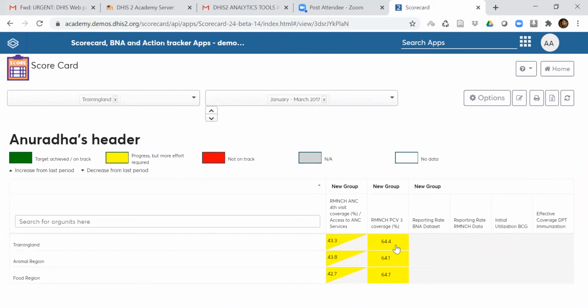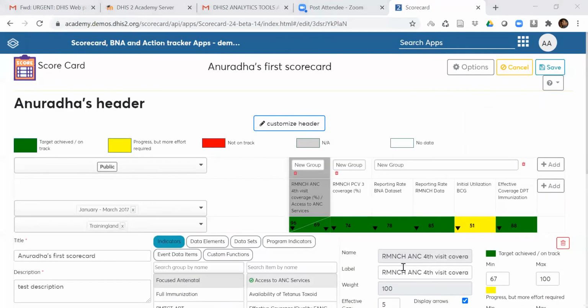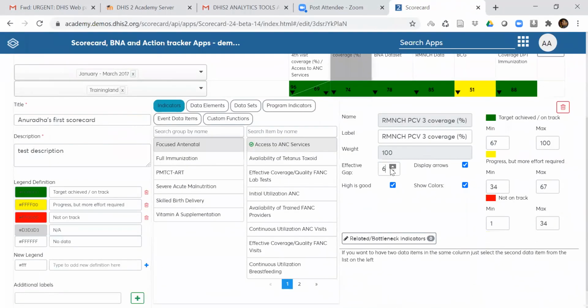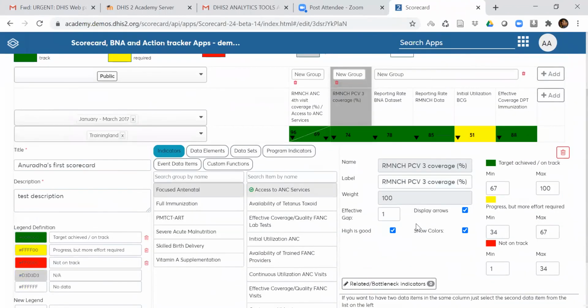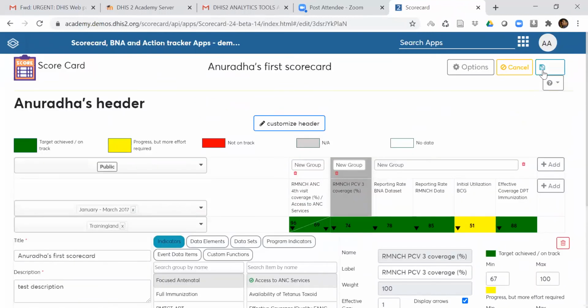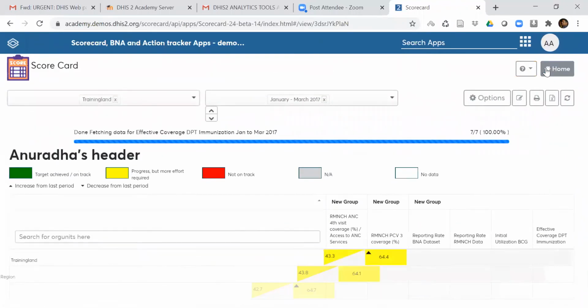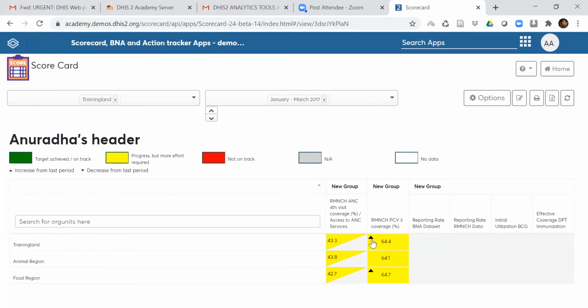Now, no data for that. So let me use some data which is available. RMNCH PCV3 coverage. Okay, right. So I'm going to make this 1. Most probably there should be 1% of change. I don't know, let's see. Right, save. Right here, now there's a 1%. So there's an increase, a significant increase.